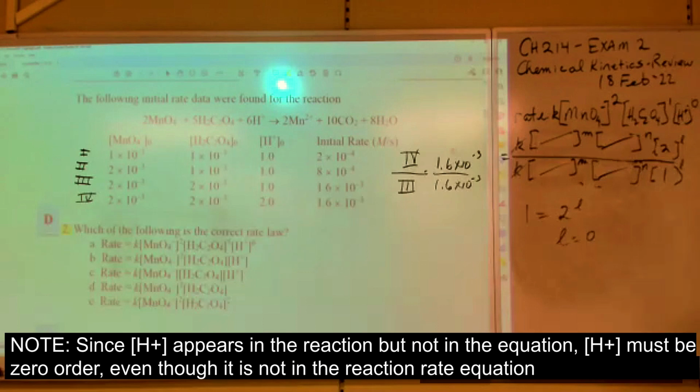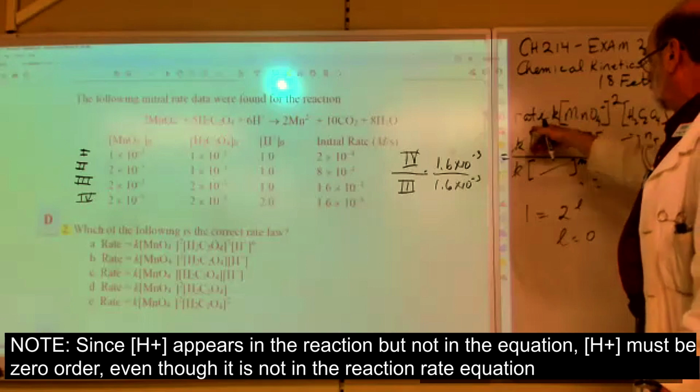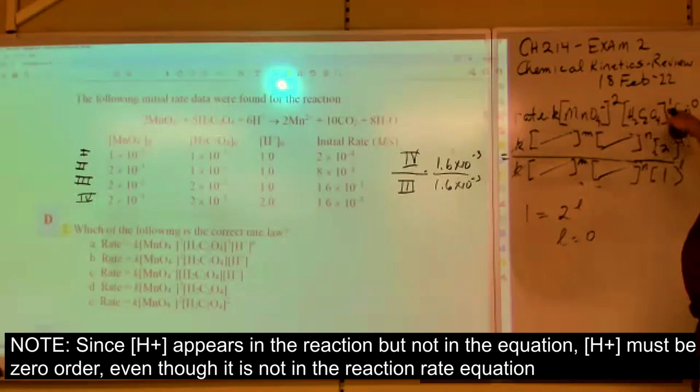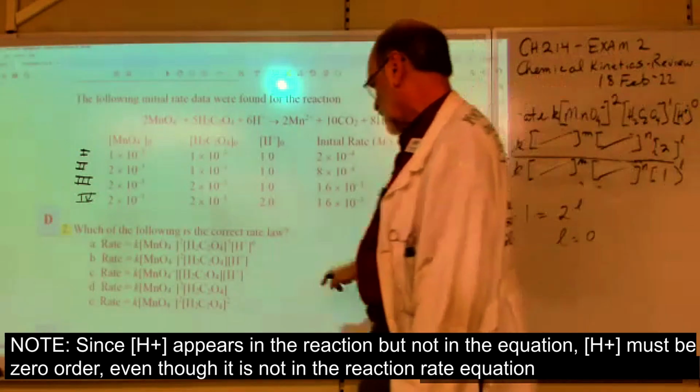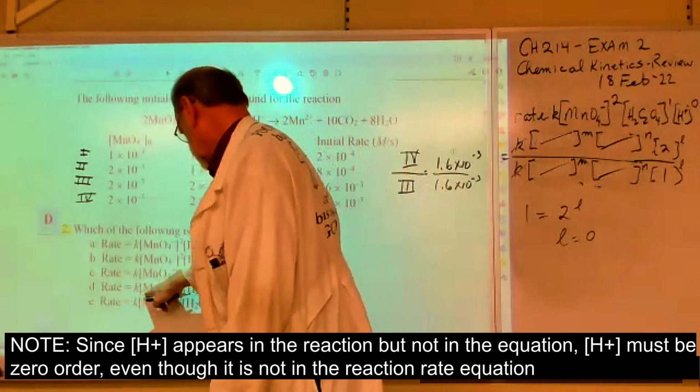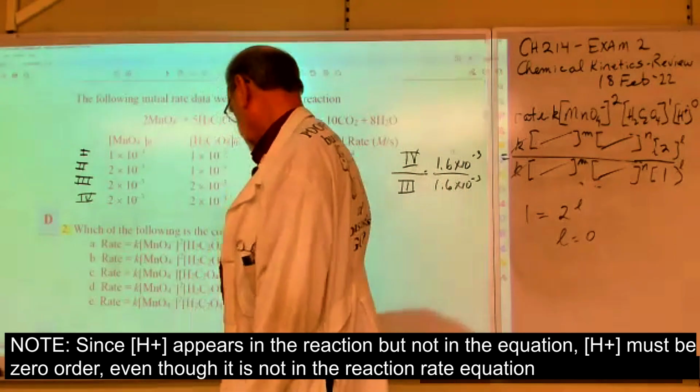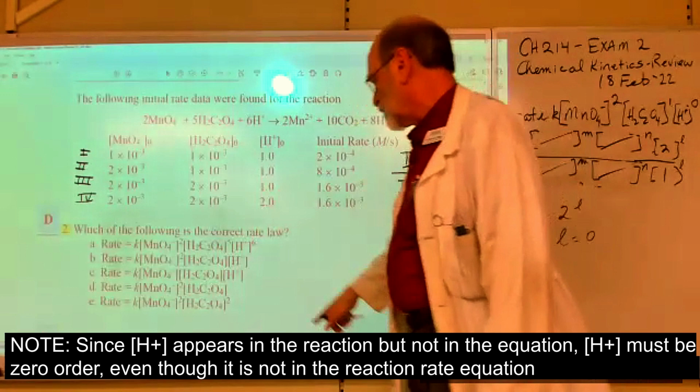Okay, now when we write this equation, that term drops out because everything to the 0 is 1. So we really only have these two. Rate equals k times that one to the second and that one to the first. So it would be second, first. That's it. You don't even put these in here.